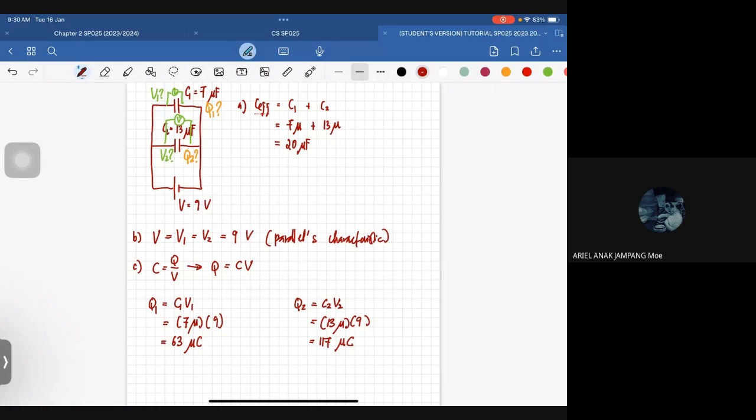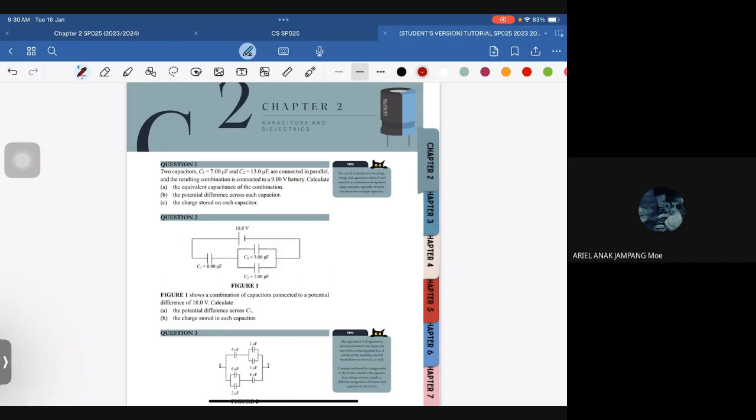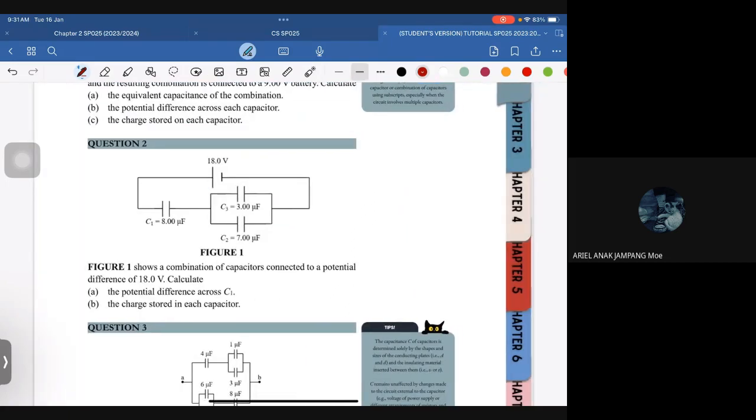Okay, right. Next, kita tengok pula soalan 2. So soalan 2 ni kita ada berapa circuit ni? Okay. So this is a combination of capacitors. Sorry, bukan in parallel. They're connected to a potential difference. Okay, so sekarang ni dia ada bagi kita 18 volt, so we have to determine the potential difference across C1. C2, tak payah, C1 je lah.